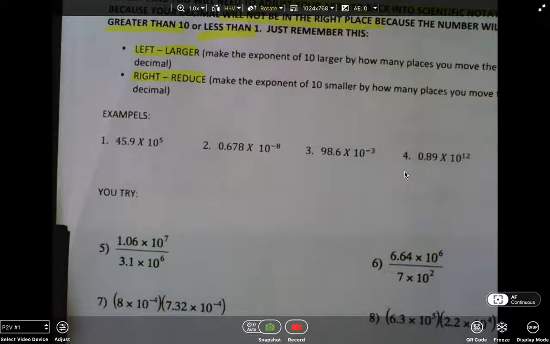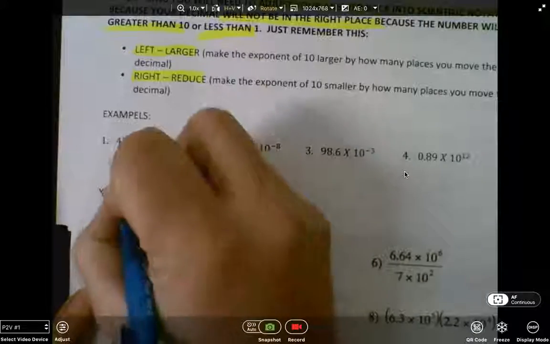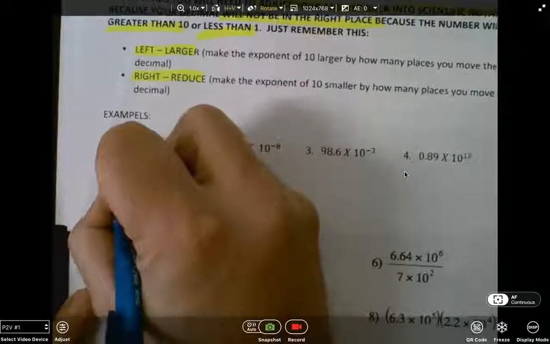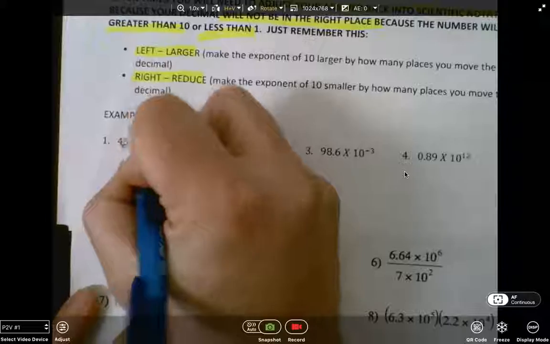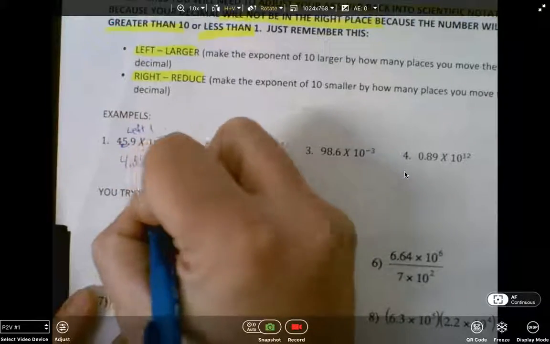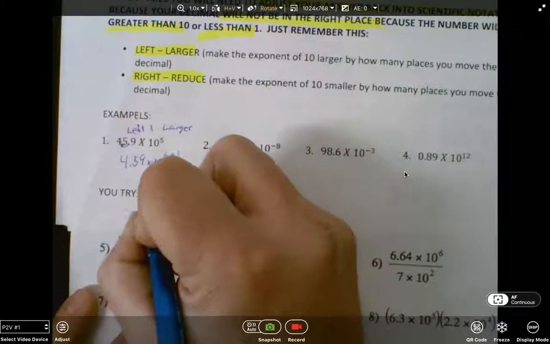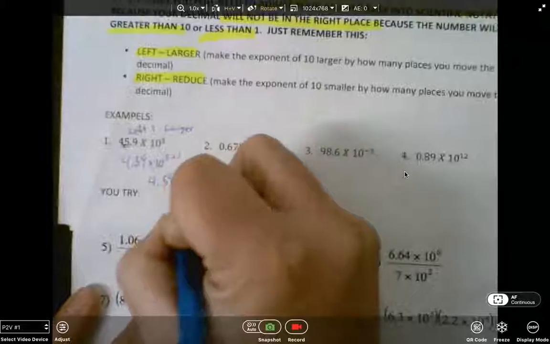So we'll do these 4 quick examples here. In this first one, the first thing I'll do is move the decimal to make this 45 between 1 and 10. I'm going to move it left 1 spot. So if I go left 1, I'm going to rewrite this as 4.59 times 10. Left is larger, so I'm going to go 5 plus 1. So this is 4.59 times 10 to the 6th.